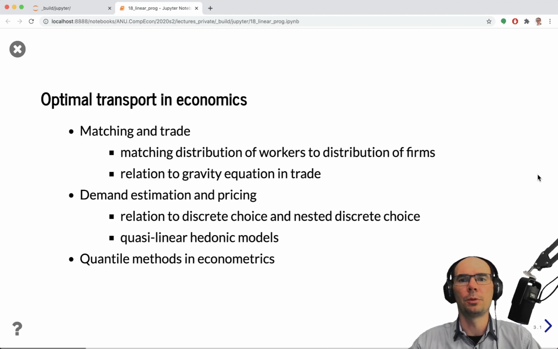Now, these optimal transport models actually find applications in many different fields. For example, in matching and trade, you can think of matching different distributions, for example, the distribution of workers to the distribution of firms. It is related to the gravity equations in trade models. With demand estimation and pricing, there is a relationship between linear programming models and discrete choice and nested discrete choice. The quasi-linear hedonic models can be represented as optimal transport models. And more generally, quantile methods in econometrics. More generally, this theory, which is well developed and well optimized, can be applied in several different fields.